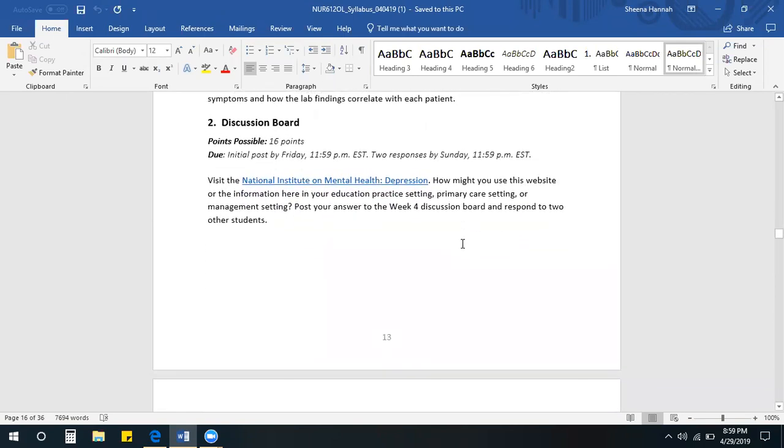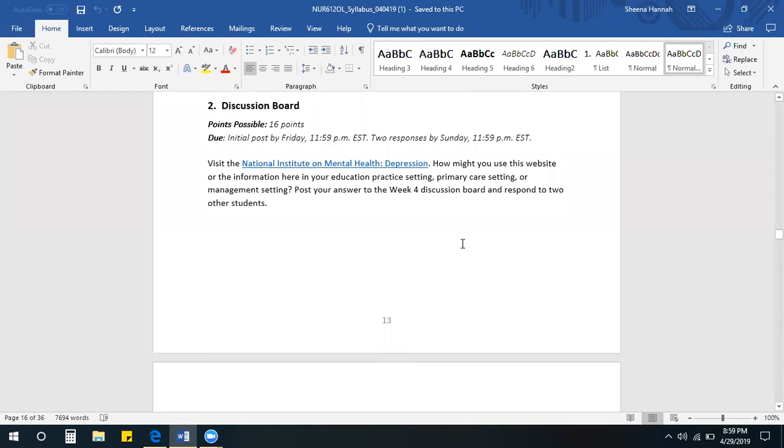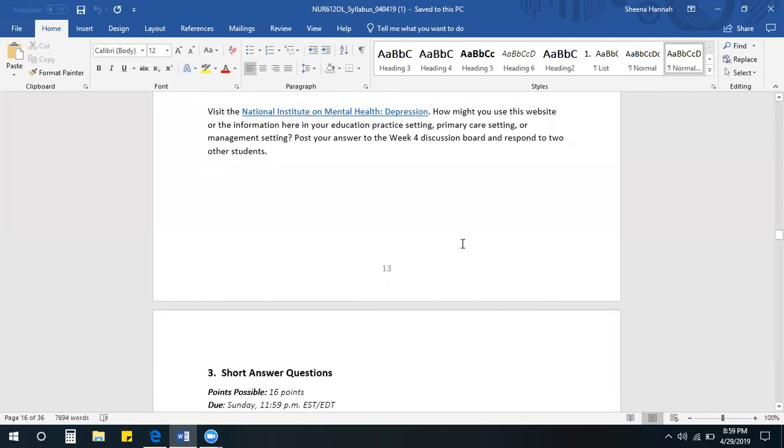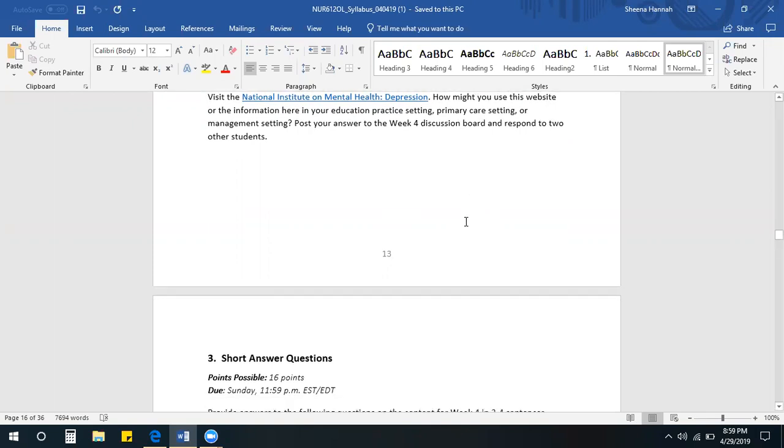We do have a discussion board this week. As always, it's worth 16 points. Initial post is due by Friday, and then 2 responses due by Sunday. On this one, you're going to go to the National Institute of Mental Health. We're looking at depression here, and you're going to pretty much follow this: how might you use this website or the information here in your education practice setting, primary care setting, or management setting? Post your answer to the week 4 discussion board and respond to 2 other students.